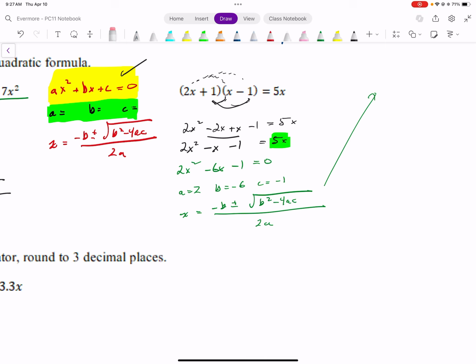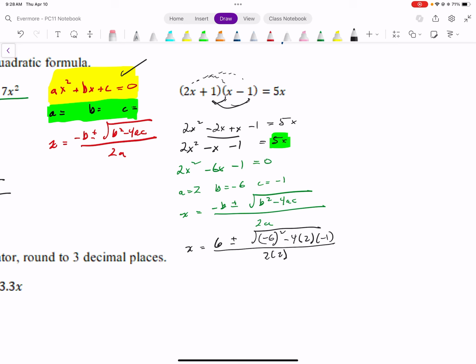You know what? That's going to cause me an error. I'm just going to plug in my formula down here. Then I'll worry about it. So x is equal to negative negative 6, which is positive 6, plus or minus the square root of negative 6 in brackets squared, minus 4 times 2 times negative 1. All of that divided by 2, and the a value is 2.